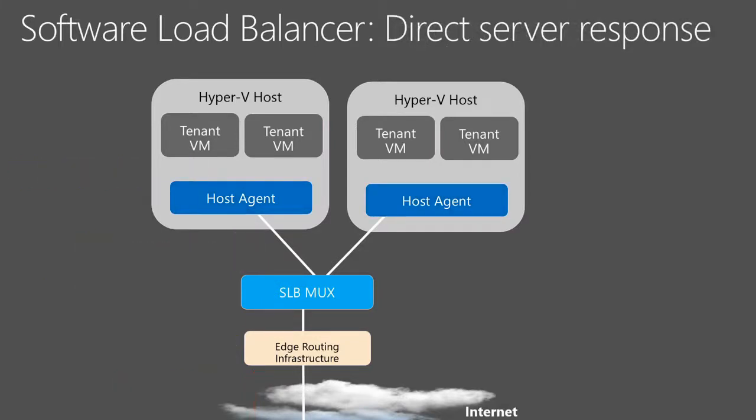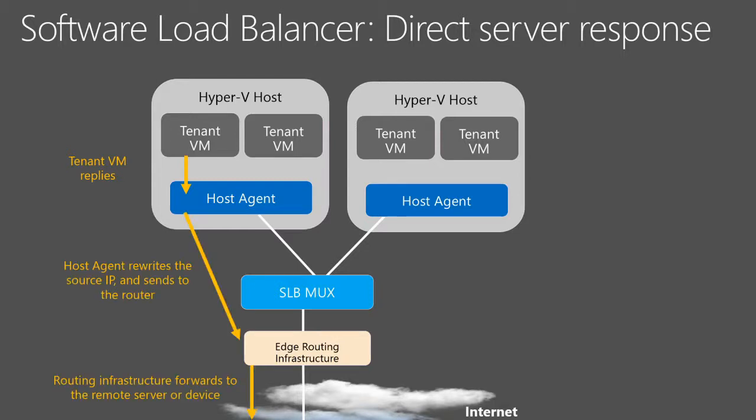So now let's look at the return path. Now the return path is actually a little bit different because the return does not go through the MUX. So the tenant will generate its response. It'll send it back into the virtual switch where the host agent will get that response. The host agent then will detect, oh, this is actually a response to a VIP. And it's just going to send it straight back out to the routing infrastructure. It's not going to go back through the MUX.